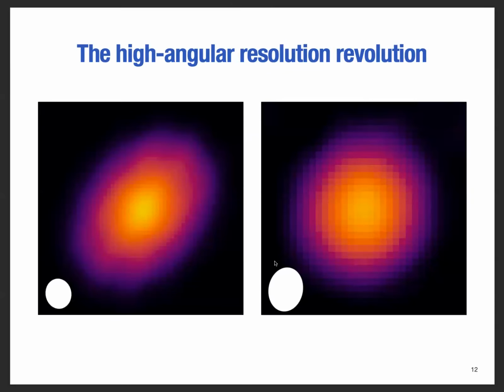So here are 2 observations of protoplanetary disks by the Submillimeter Array. This is an interferometer in Hawaii. And so these ellipses here you see in the bottom left corner, that's the beam size. So that's the resolution element. If you're coming from the optical, that would be your PSF. You cannot see details smaller than this.